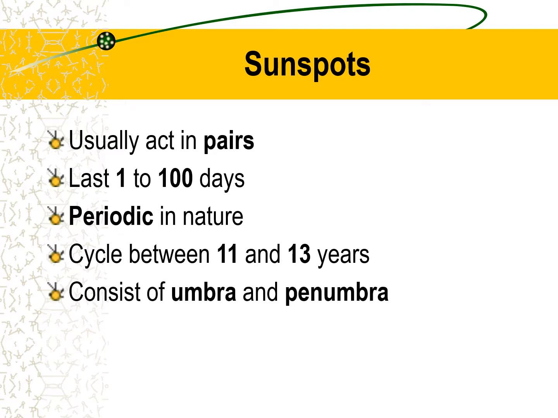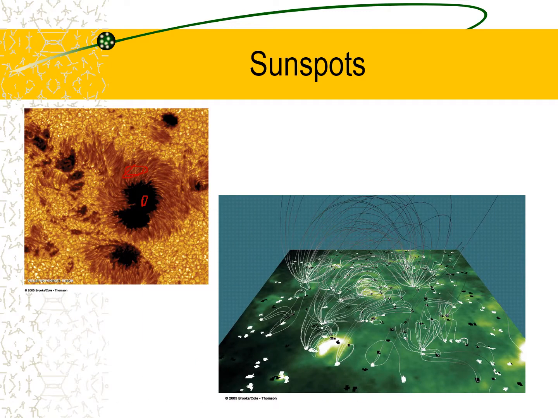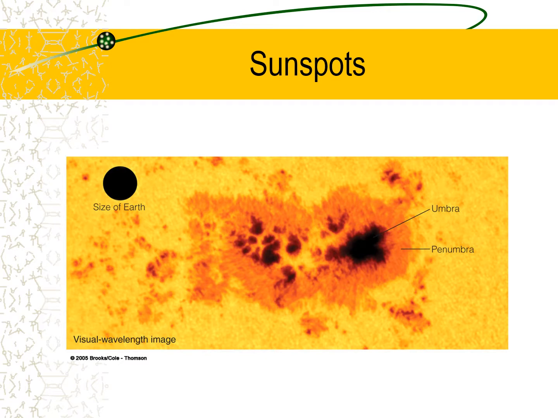The sunspot consists of 2 parts. The inner part, which is the darkest part, is called the umbra. The outer part, which is light in color, is called the penumbra. Here you can see the umbra right here and the penumbra, which is right here. Here you can see a model of the magnetic fields that we believe produce these sunspots. Here's another diagram which also shows you the size of a sunspot with respect to the Earth.